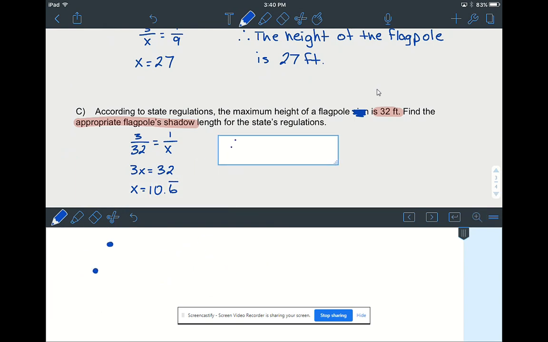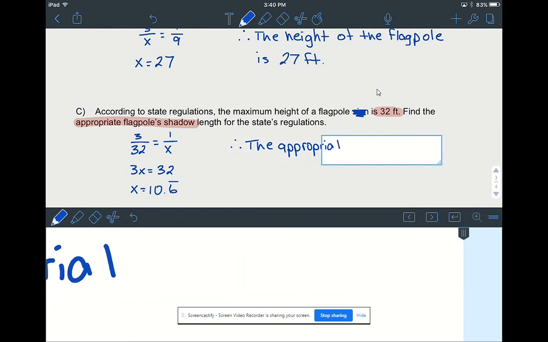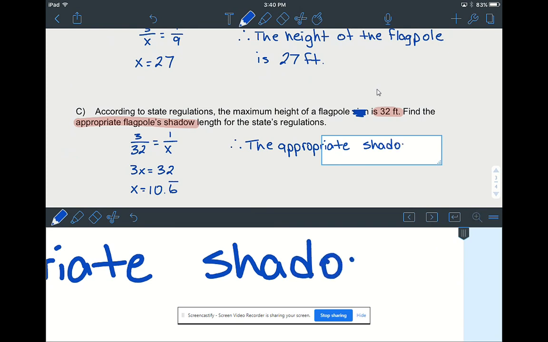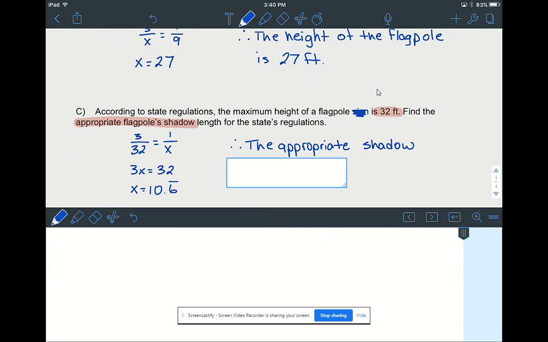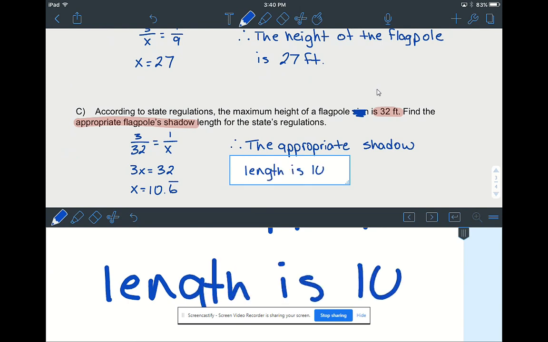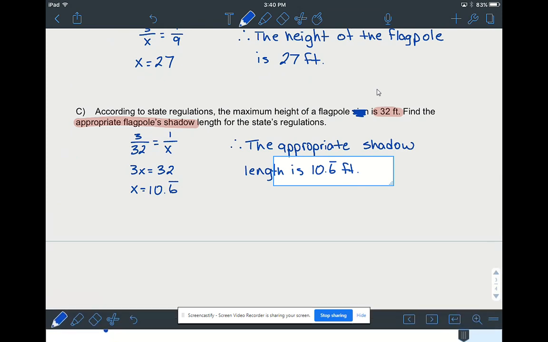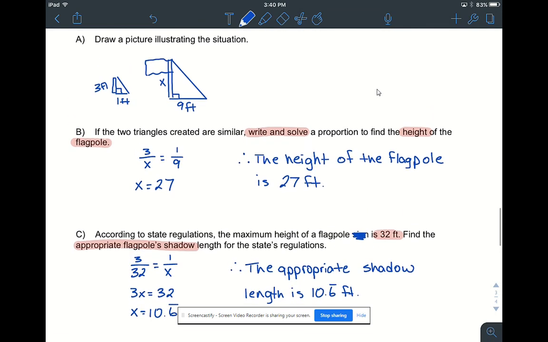Therefore sentence. Therefore, the appropriate shadow length is 10.6 feet. All right, there you go.